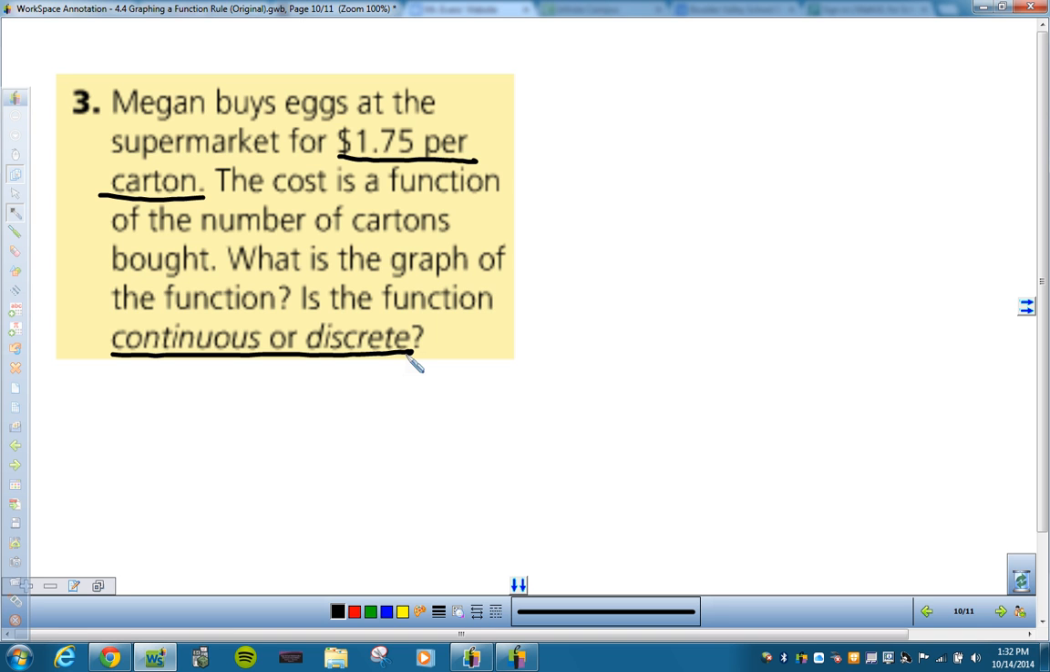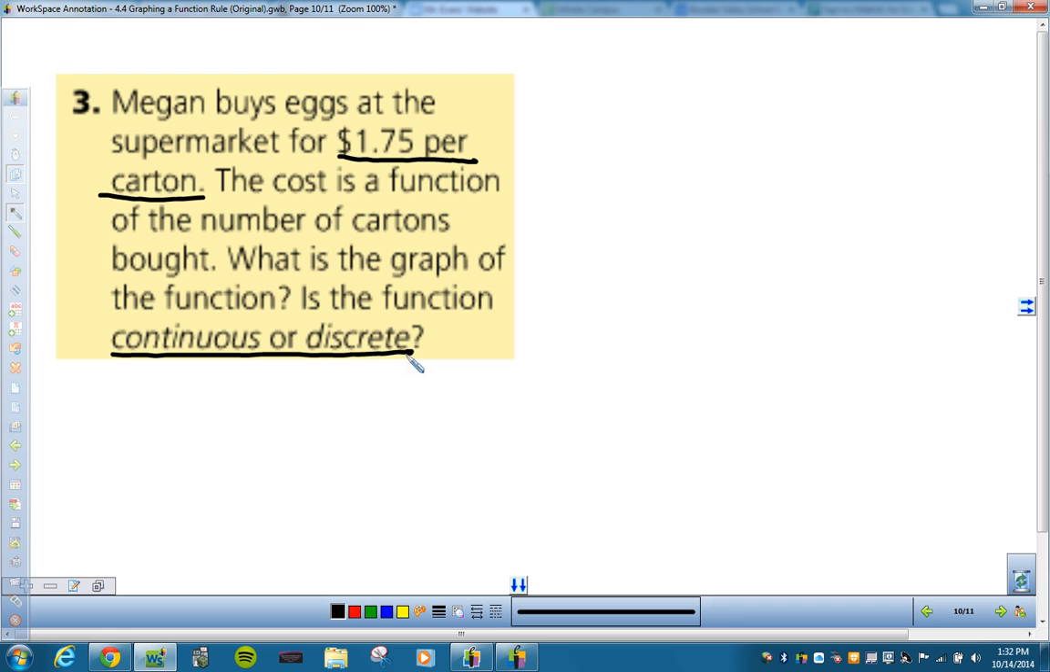So you can buy half cartons, but this doesn't talk about that. So you can't buy like 5 eggs. You can only buy 12 at a time. Okay? Because you can't buy parts of a carton. I know. It's okay. We're going to graph this stuff. It's all good.